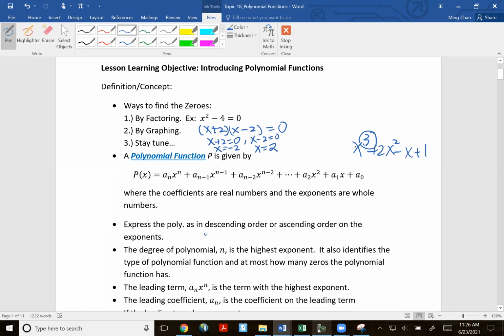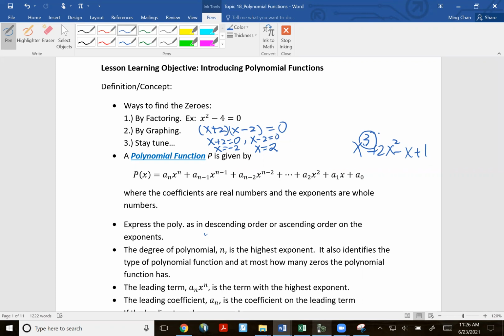But at the same time, the degree also tells you how many zeros at most the function should have. Okay, it tells you at most how many zeros the function should have.